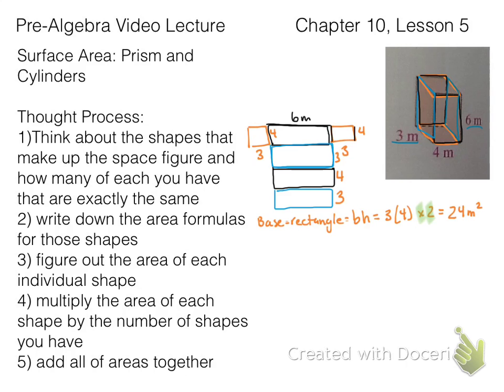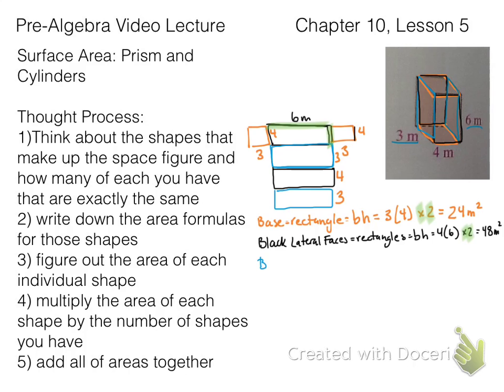Now let's deal with the black lateral faces. Those are my 3 by 4 shapes, or excuse me, not 3 by 4, 4 by 6 shapes, because this side is a 4 and this side is a 6, that makes it a 4 by 6. But I also have 2 of them, so I'm going to multiply by 2, which gives me a total area of 48 meters squared.